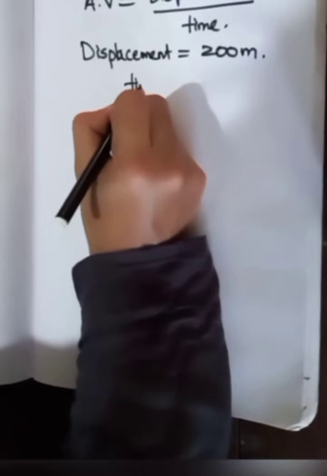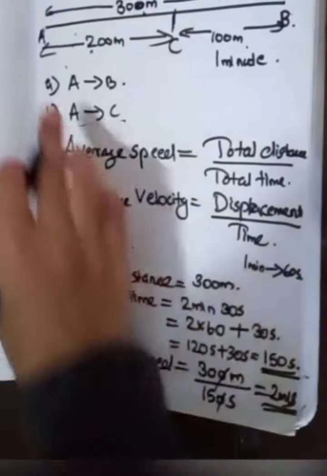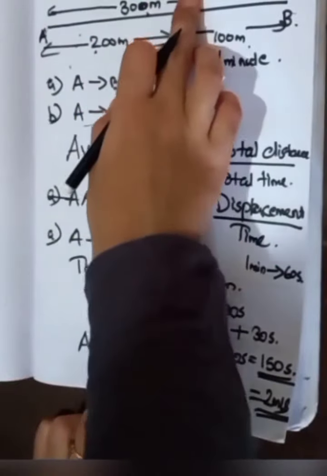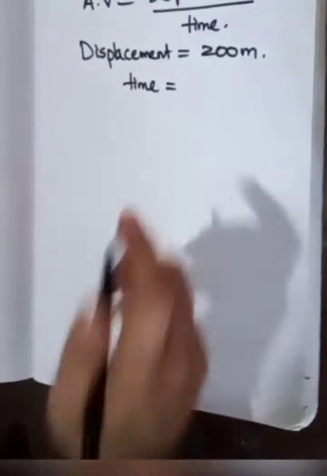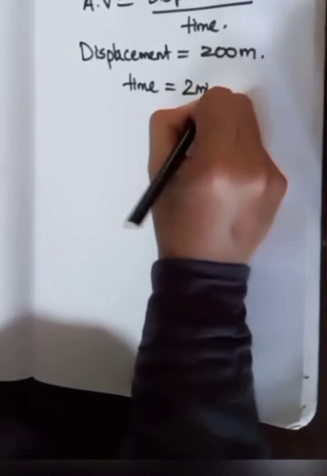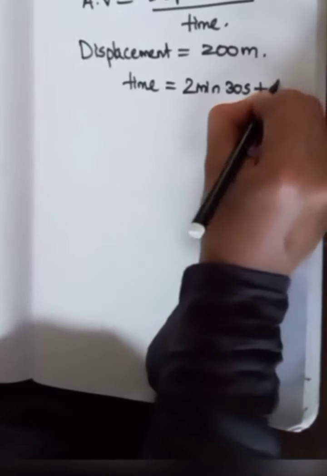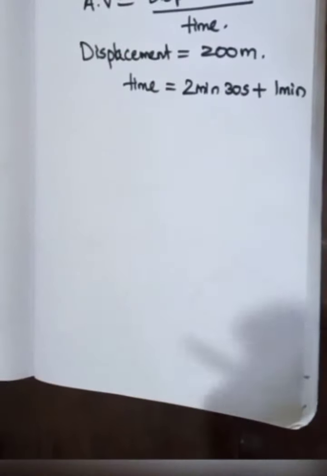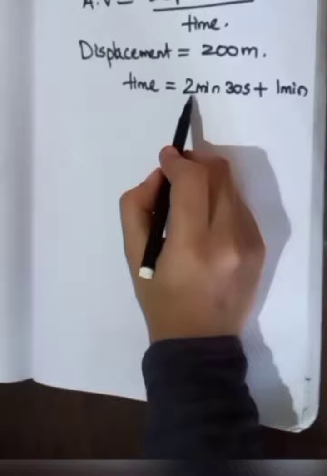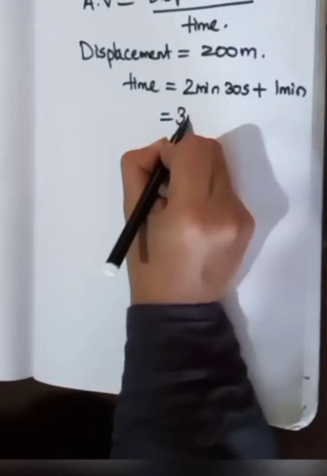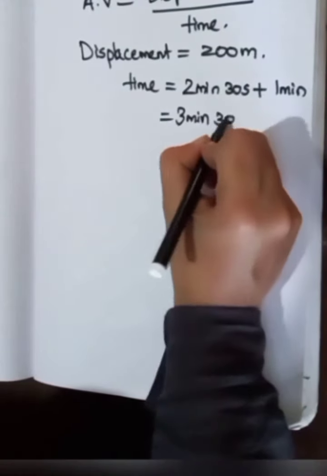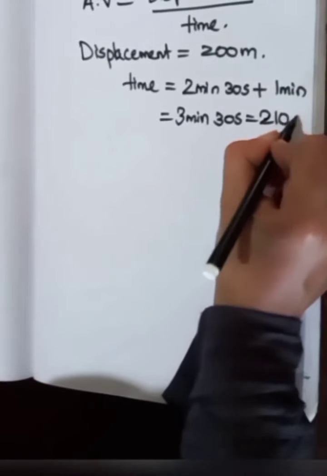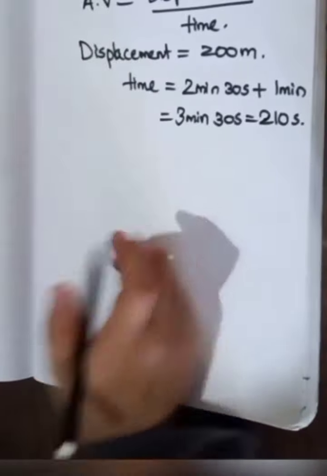Then what is the time? To cover A to C, the time taken is 2 minutes 30 seconds plus 1 minute, the same as for the average speed. That is 3 minutes 30 seconds, and we already said that it is 210 seconds.